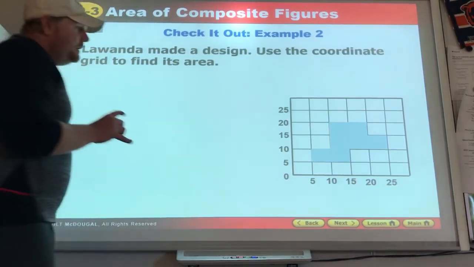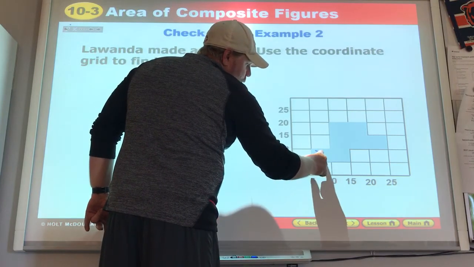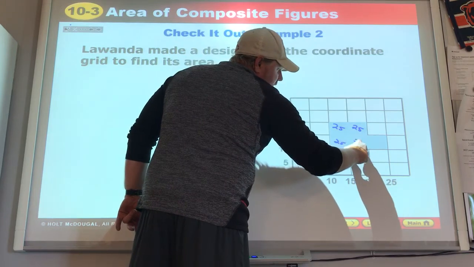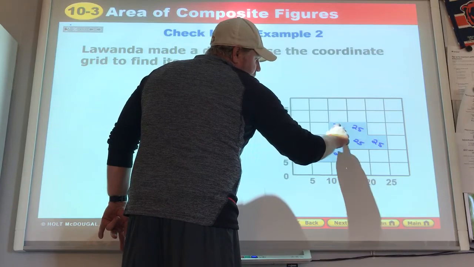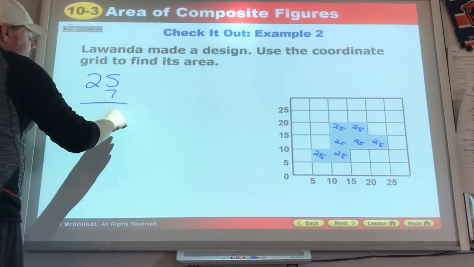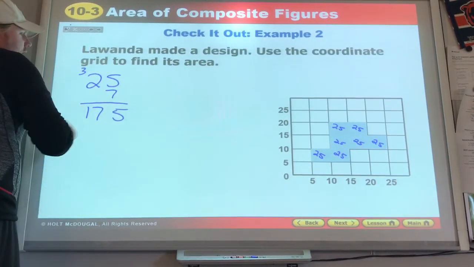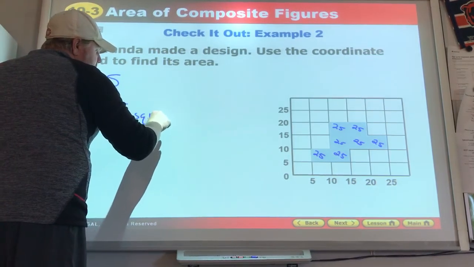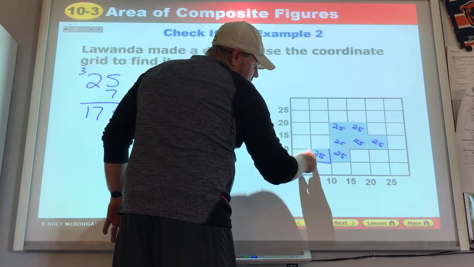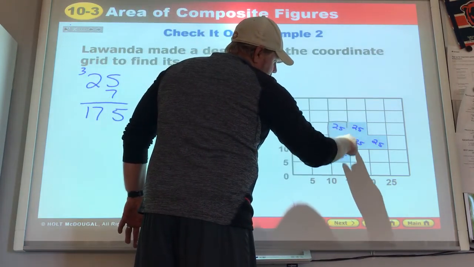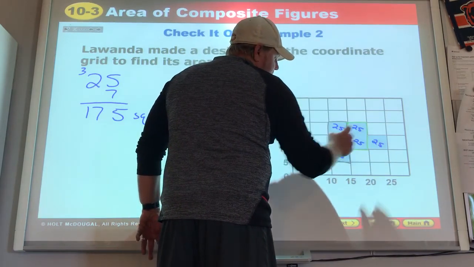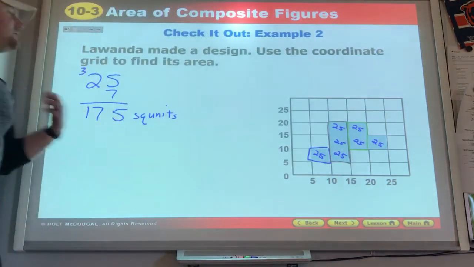Or you can think, I like this one, this is 5 by 5, so that one little square would be 25. This square would be 25. This one would be 25. This one would be 25. This one was 25, this one's 25, this one's 25. 1, 2, 3, 4, 5, 6, 7. If I have 7 groups of 25, this figure is 175 square units. Okay. We could find out each different rectangle. Like this rectangle's 125. This rectangle is 75. This one is 50. 25 and 25 is 50, plus 50 is 100, plus 75 is 175.